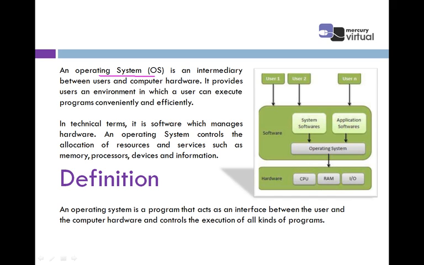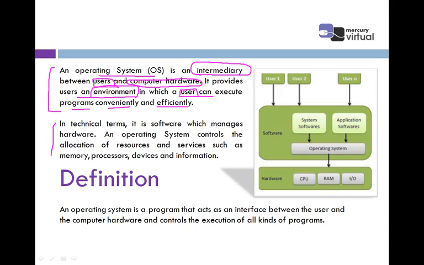As the definition says, an operating system is an intermediary, meaning a mediator between users and the computer hardware. We are the users, and computer hardware means CPU, RAM, which is tangible in nature. It provides users an environment, an atmosphere, in which a user can execute programs conveniently and efficiently. Meaning you, me, and any type of user using the system can execute programs in a proper manner, in an effective manner. So this is the main definition of the operating system.